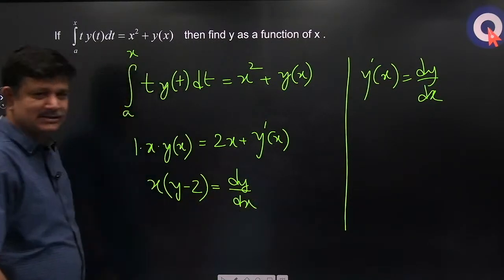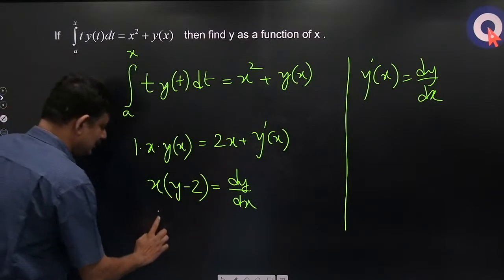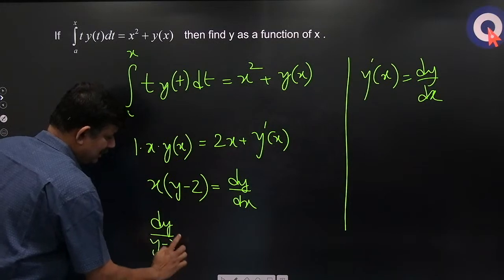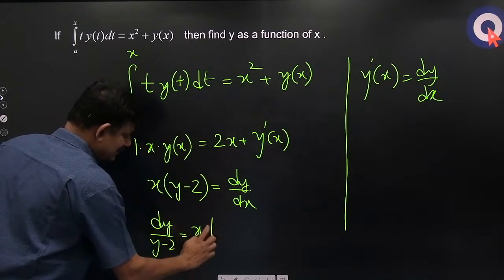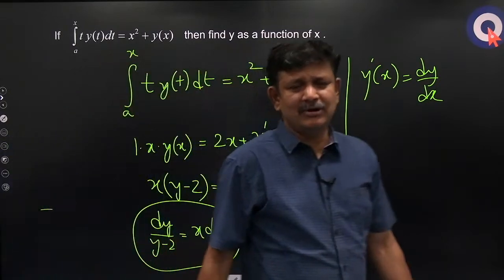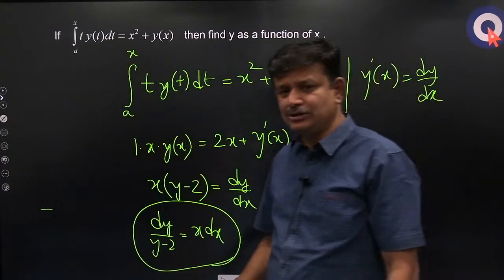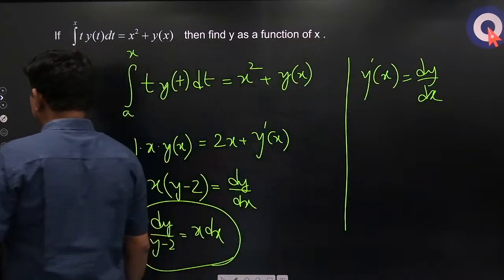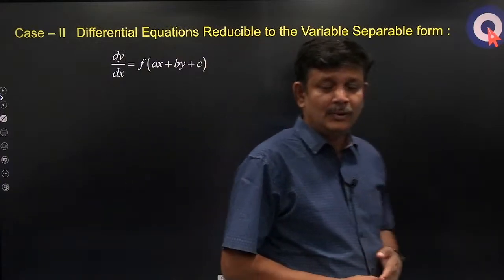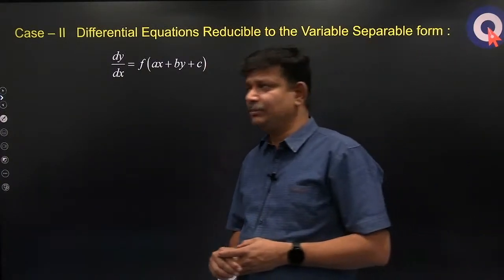अब क्या करना है, सारे x टर्म्स को एक साथ और y टर्म्स को एक साथ, सो dy डिवाइडेड बाय y minus 2 इज इक्वल टू x dx। अब इससे आसान इंटीग्रेशन तो नहीं आएगा हमारे पास, dy by y minus 2 इंटीग्रल इज log of y minus 2, x dx इंटीग्रल इज x square by 2, तो हो गया बात खत्म। This is how you can do variable separable method questions.